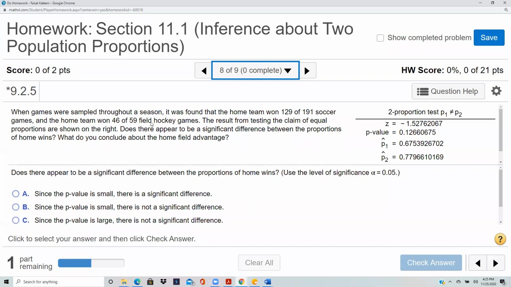When games are sampled throughout a season, it was found that the home team won 129 of 191 soccer games and 46 of 59 field hockey games. The results from testing the claim of equal proportions are shown on the right. Does there appear to be a significant difference between the proportions of home wins?